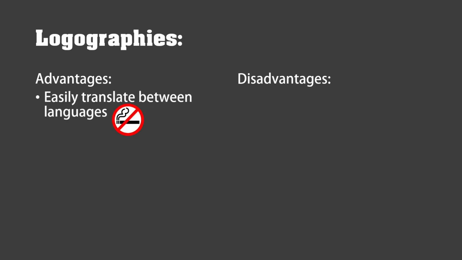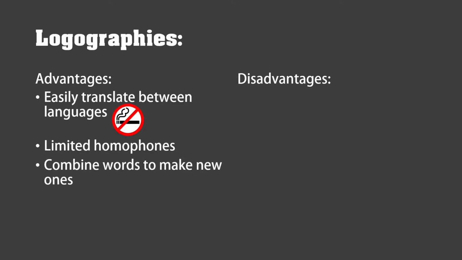So let's talk about some advantages and disadvantages. The first advantage is that they're easily translatable between languages, so that no smoking sign there, you'll recognize it whichever language you speak, hopefully, because it's quite obvious, but it is a logograph and it represents the idea of no smoking. There's also limited homophones, which are words that sound or are spelled like each other, because the symbols are normally quite different and separated, and you could combine words and symbols to make new ones.